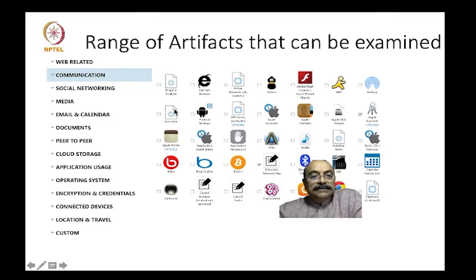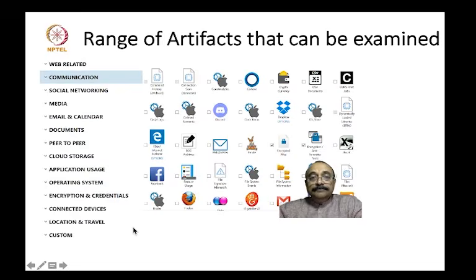Log files, web related, communication, social networking, media, several artifacts are there. You can just see our internet files, several log files, active network files, some keychains, Apple keychains and other things, AirDrop files, everything can be analyzed. You can see more number of artifacts. You can see every data can be analyzed.